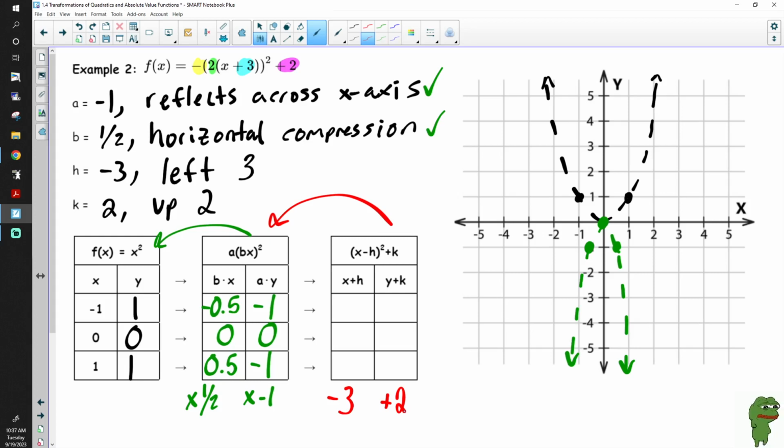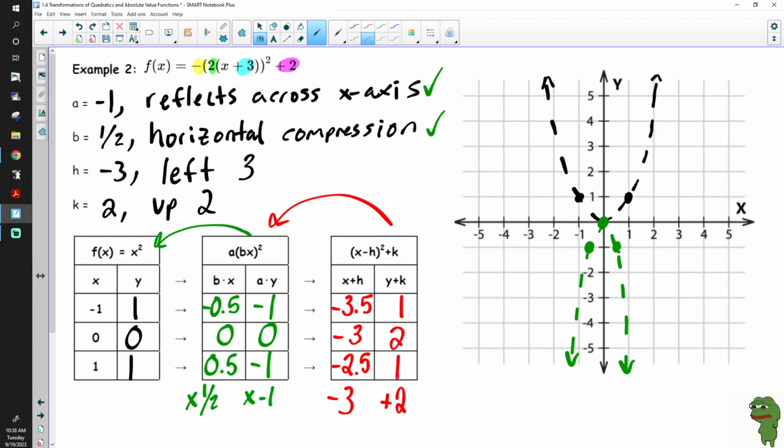Okay? So negative 0.5 minus 3 should be negative 3.5. 0 minus 3 is negative 3. And 0.5 minus 3, negative 2.5. All the k values we're going to add to. What is negative 1 plus 2? What is 0 plus 2? What is negative 1 plus 2 again? 1. This graph is our final answer.